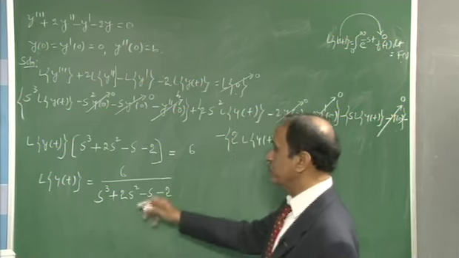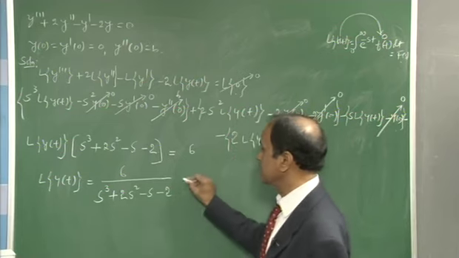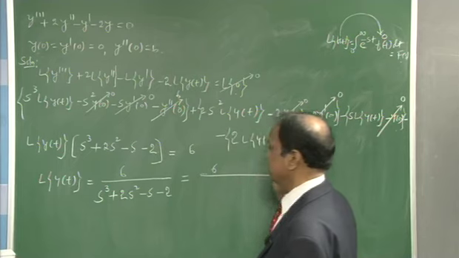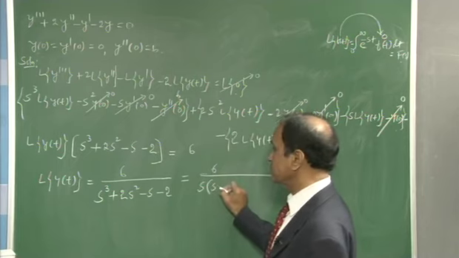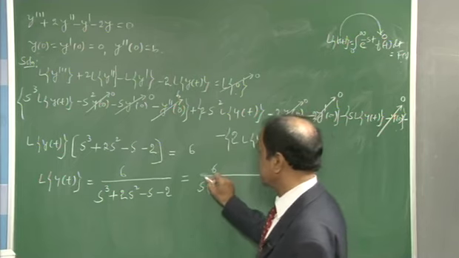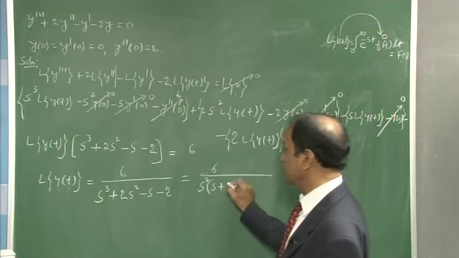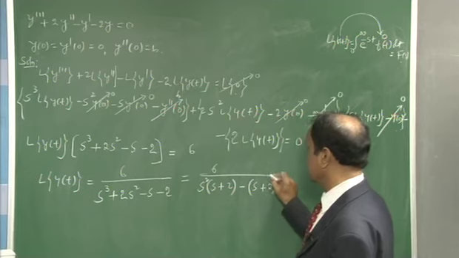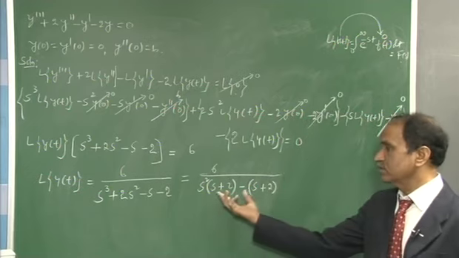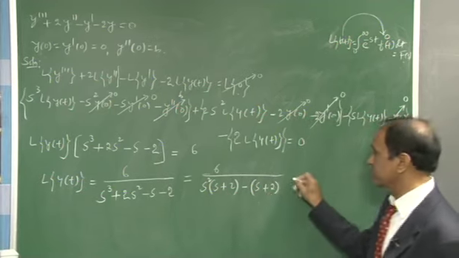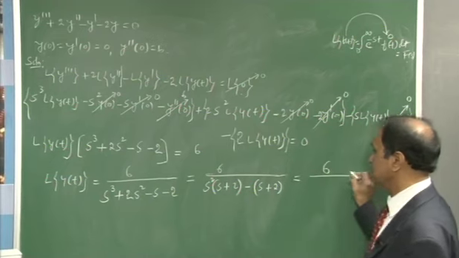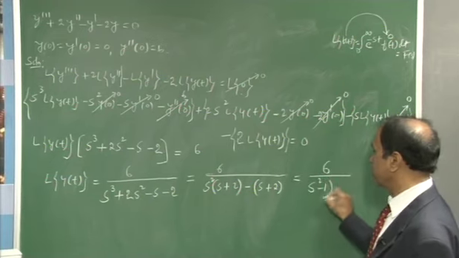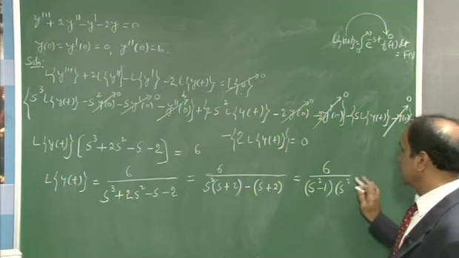But here, fortunately, the first two terms come like this: 6 divided by s into, if you take s square common, s plus 2 is one factor, and minus, if you take common, s plus 2. Fortunately we have the common factor, and finally we write this as s square minus 1 as one factor and s plus 2 as another factor.